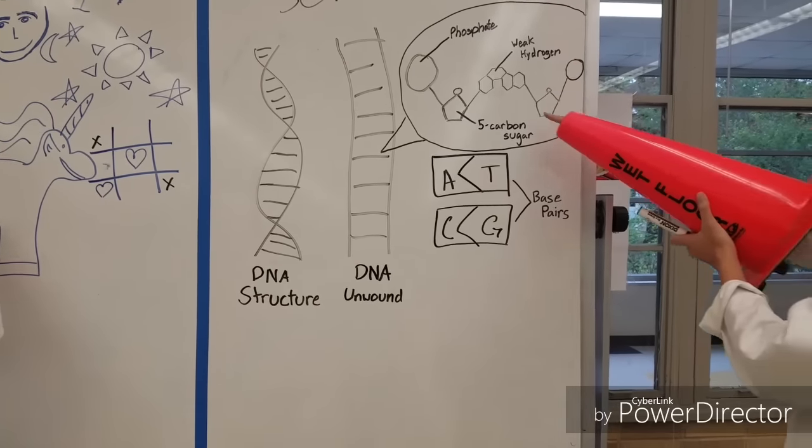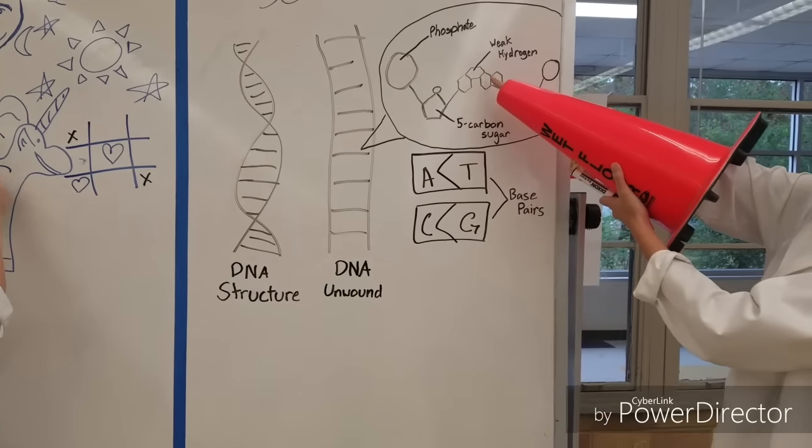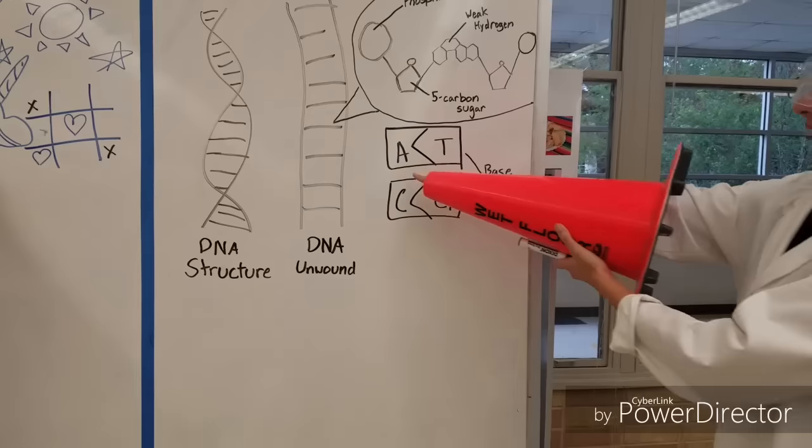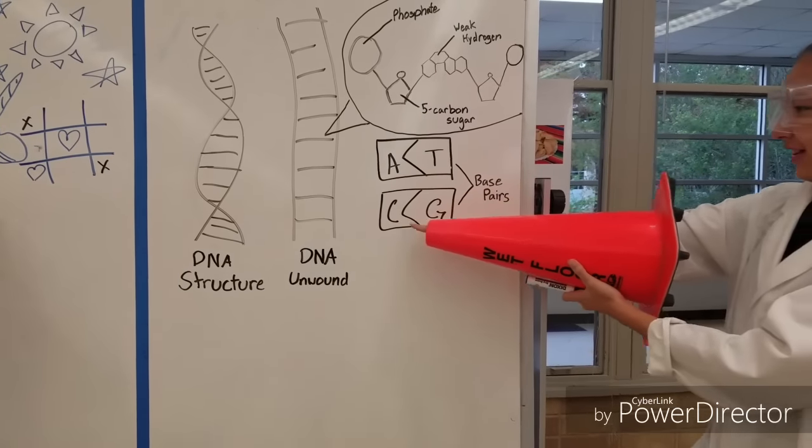The base pairs are adenine and thymine, cytosine and guanine.